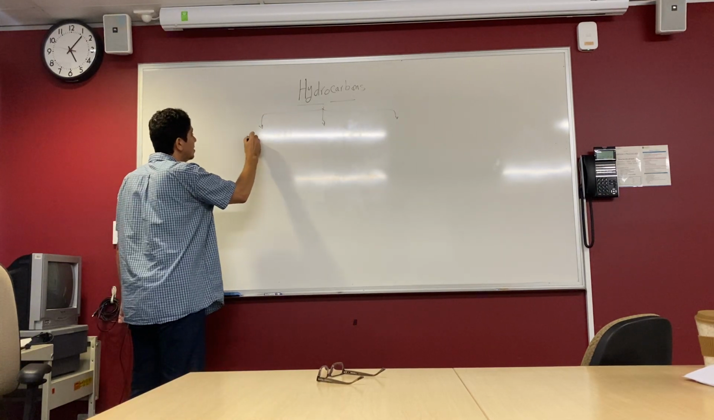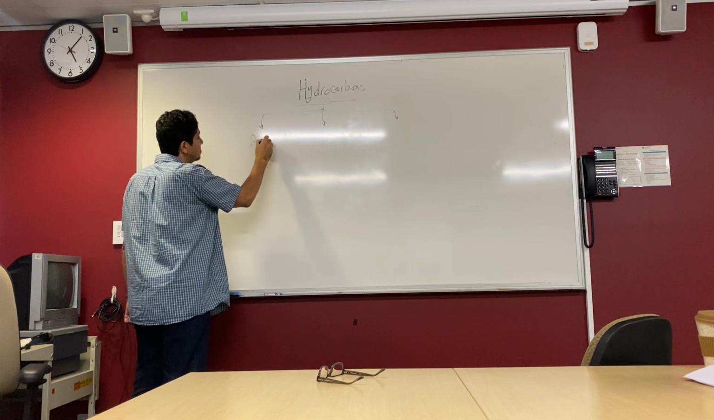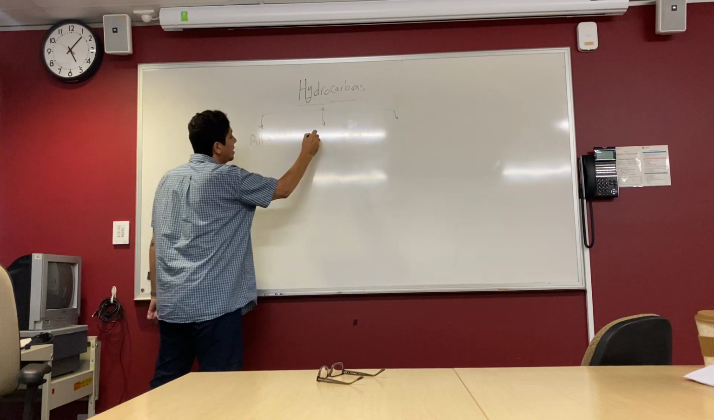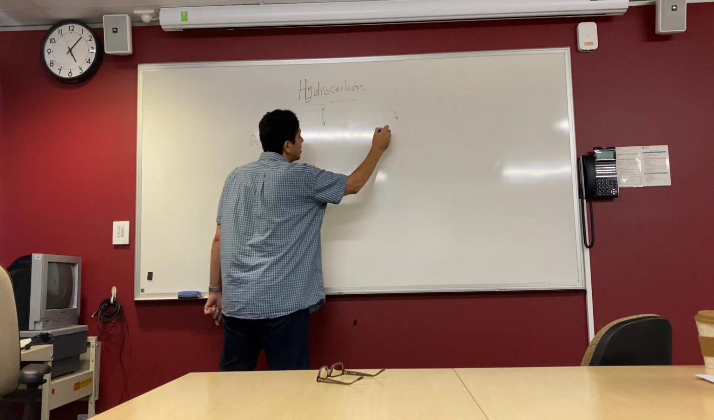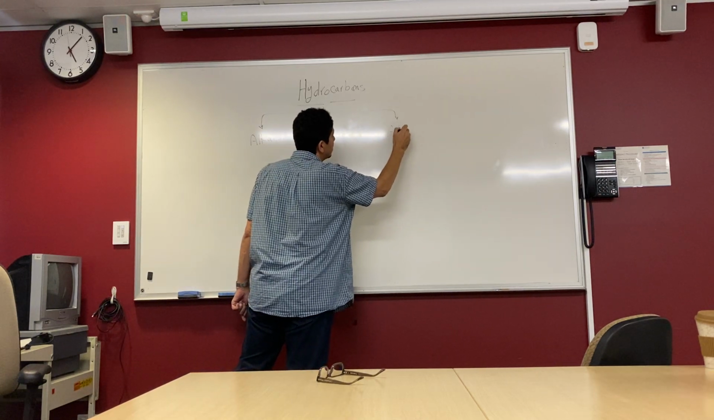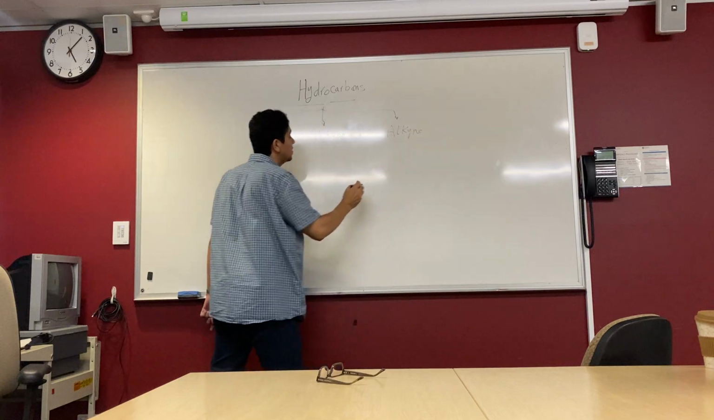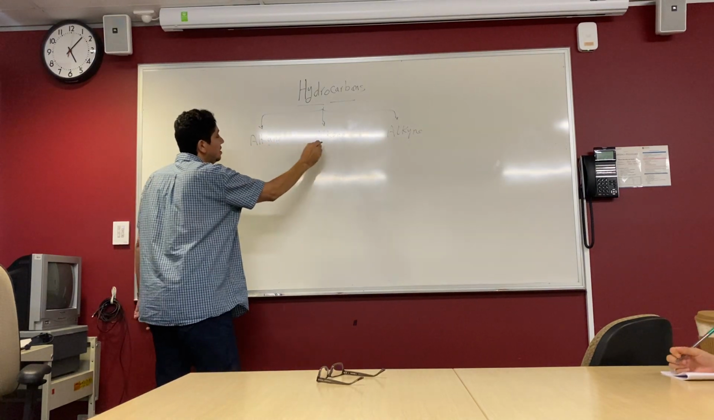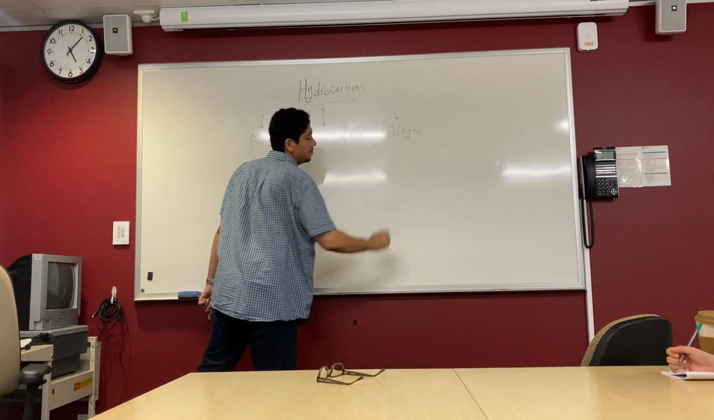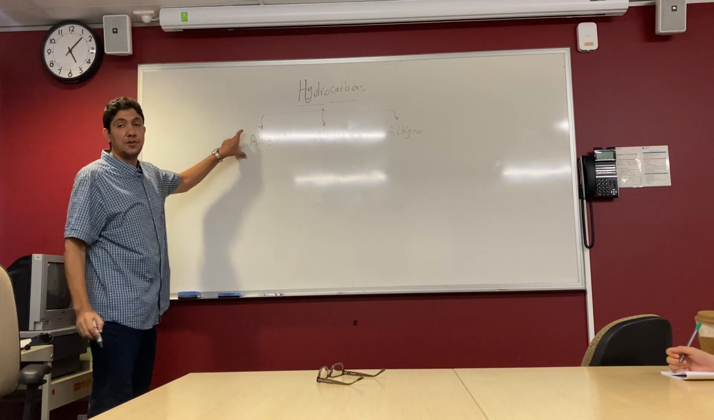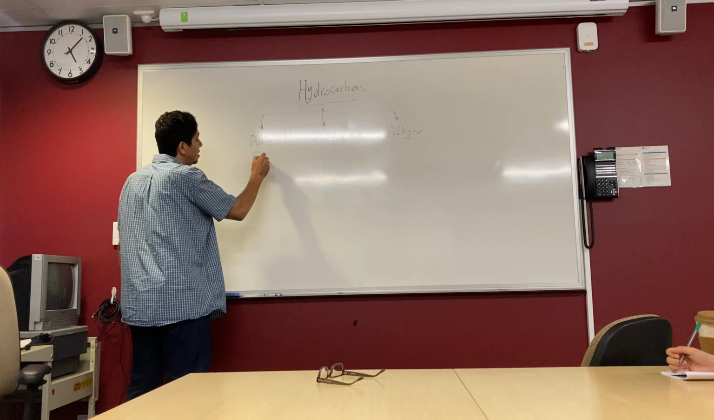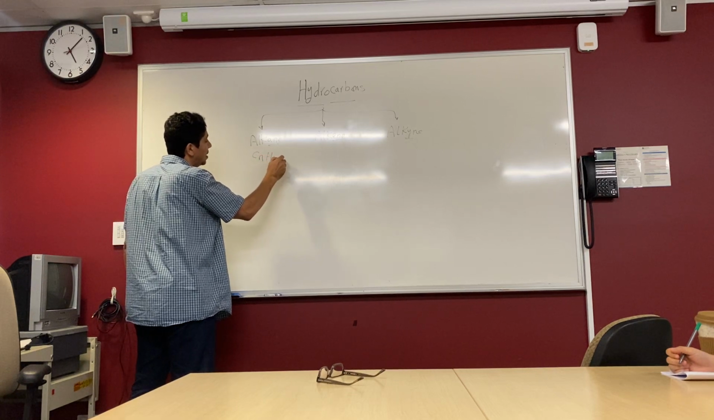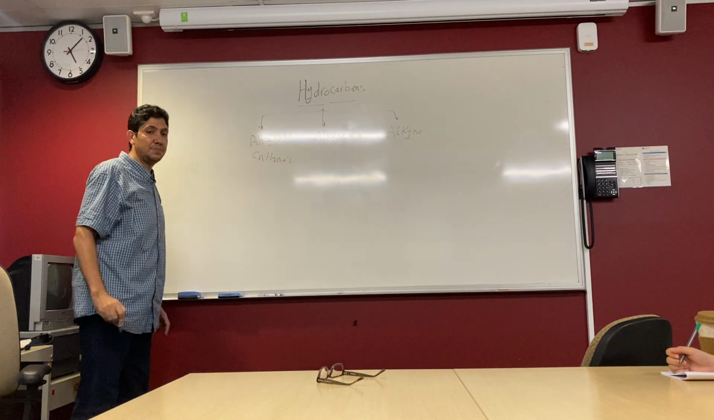First, alkane, alkene, and alkyne. The suffix is very important: A-N-E, E-N-E, Y-N-E. The general molecular formula for alkane is CnH2n plus 2. What does that mean?